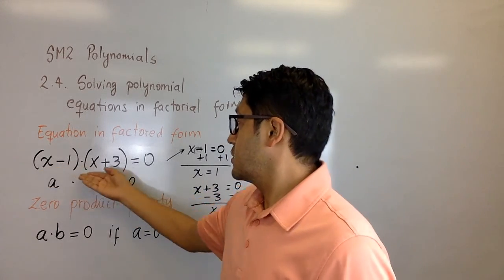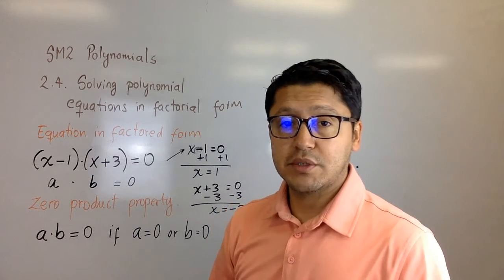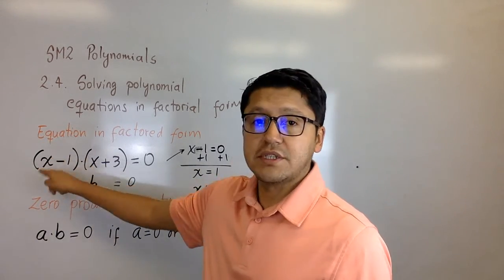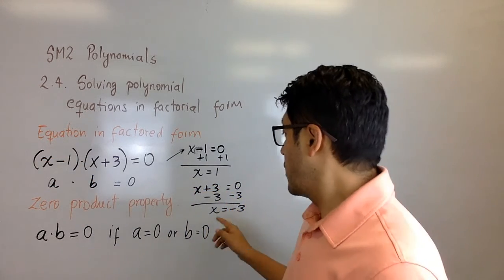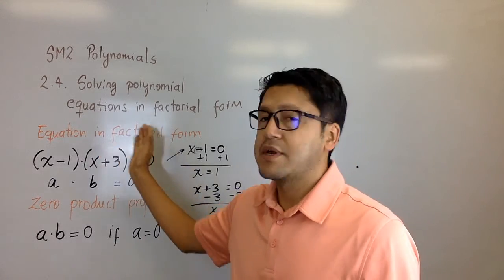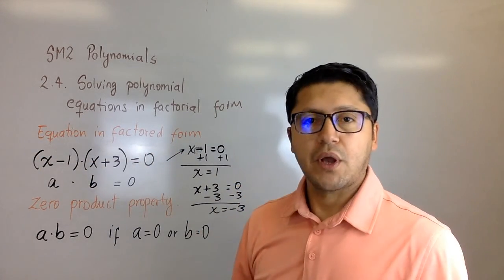So if you take a look at this equation, I have two possible solutions. When x is 1, look at this, 1 minus 1 is 0 and makes this 0. Or when x is negative 3, right here, negative 3 plus 3 is 0, making this whole thing 0. Okay, that's all.